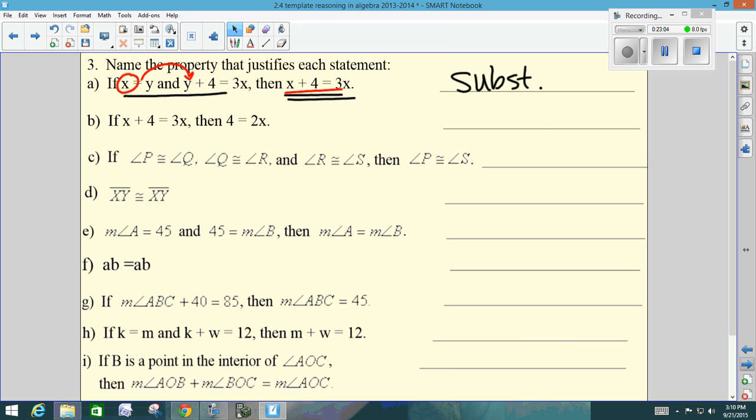B. If x plus 4 equals 3x, then 4 equals 2x. From the hypothesis to the conclusion, what did they do? Simplified? Subtract. Good. They subtracted this x value over. They did it to both sides, so then it would be subtraction.